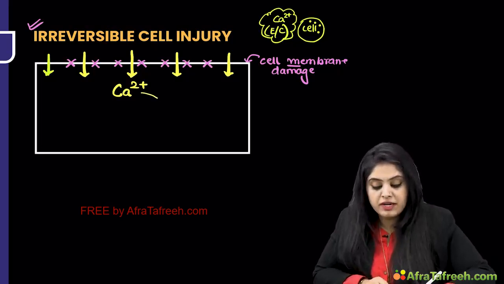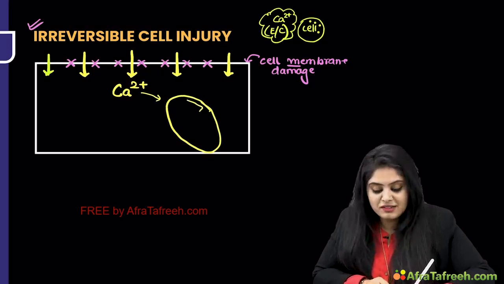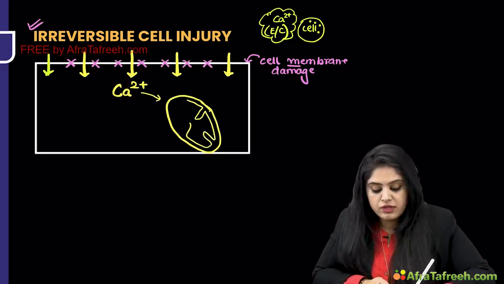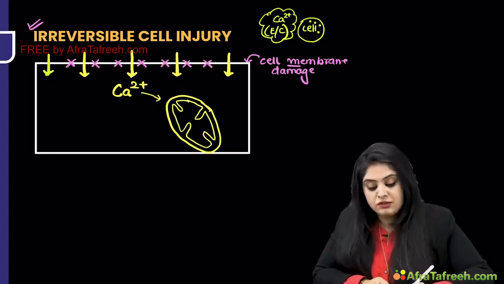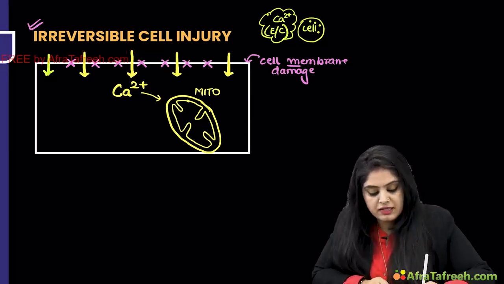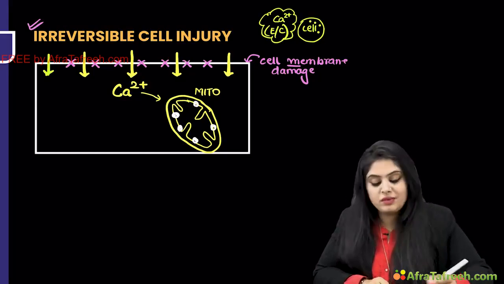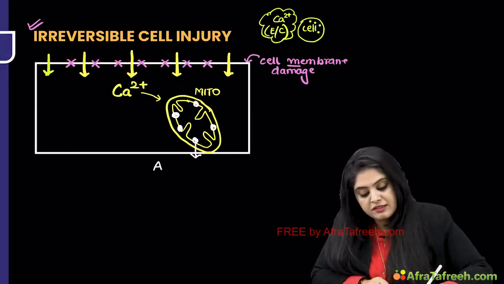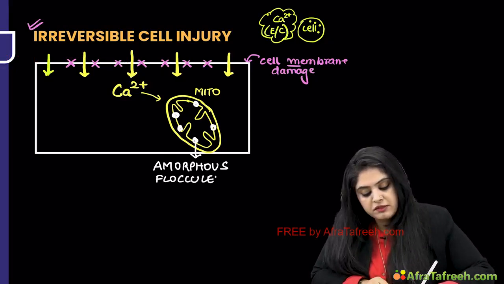This calcium will run inside to which organelle? The organelle, the hero of this entire story, is going to be the mitochondria. So calcium runs inside and goes to the mitochondria. So here I see calcium sitting. Here I can see that calcium has come and has sat inside. Do you know what this is known as? This is known as the amorphous flocculent densities. This is referred to as the amorphous flocculent densities.